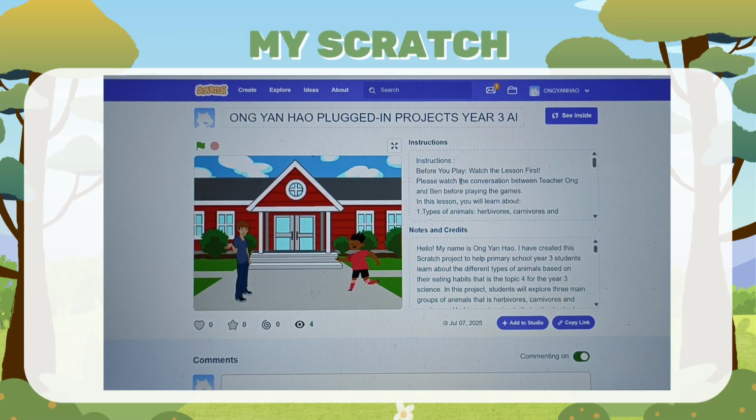Okay, now let's see my plugin project, the Scratch one. This is the animals project. This is the instruction. Before you play, you need to see the instruction for the lesson, for game 1 and game 2. This is also the notes and credit written by me, a description of this Scratch. Okay, let's see my Scratch. Please enjoy.